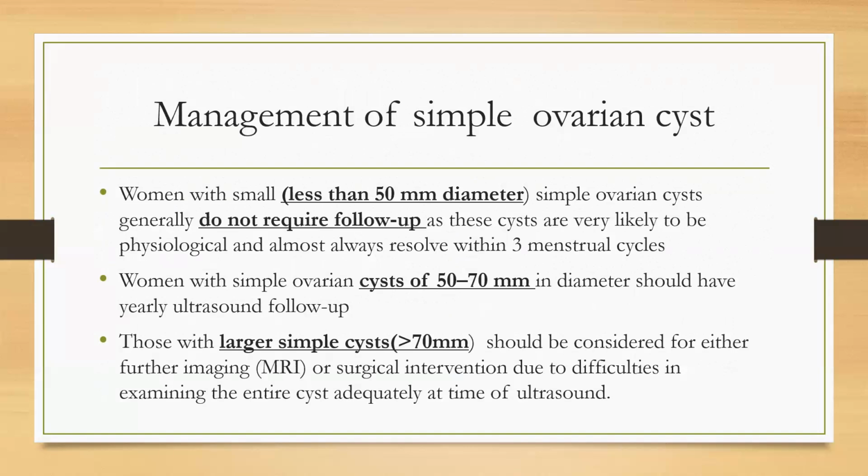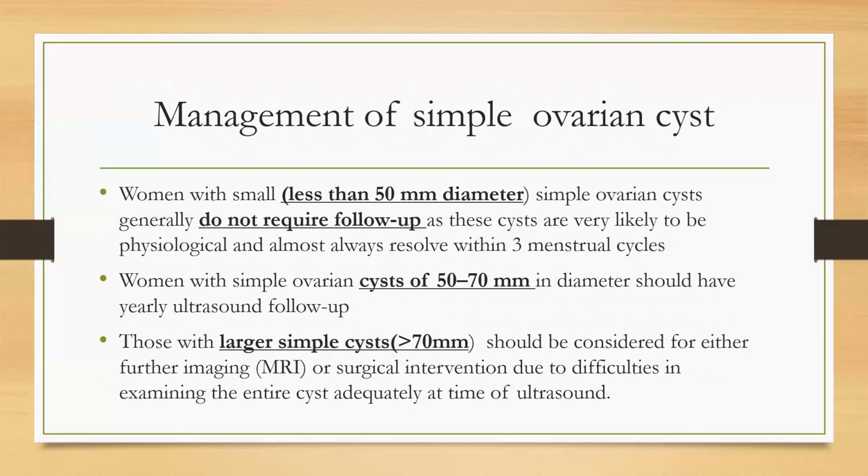So what is the management of a simple ovarian cyst? Now we will manage the simple ovarian cyst according to size. If it is less than 50 mm in diameter, a simple ovarian cyst generally does not require follow-up, as these cysts are very likely to be physiological and almost always resolve within 3 menstrual cycles. You do not have to repeat the ultrasound for these types of simple ovarian cyst.